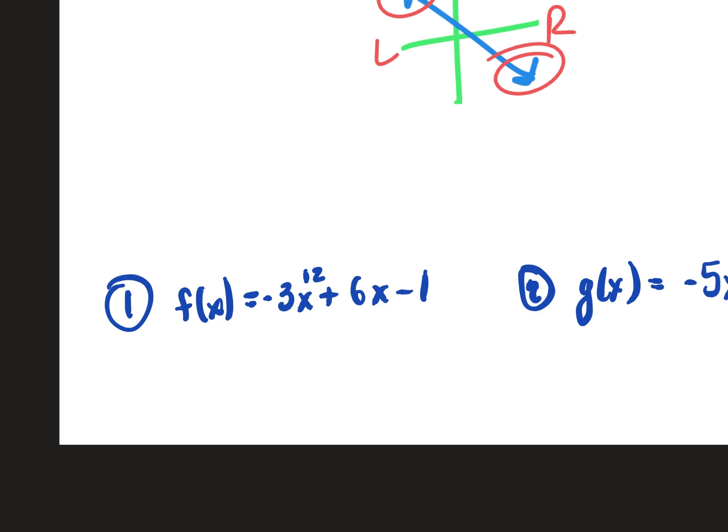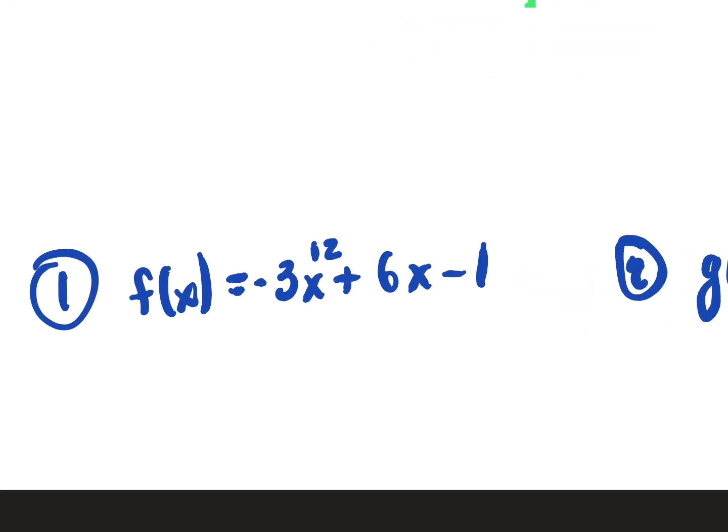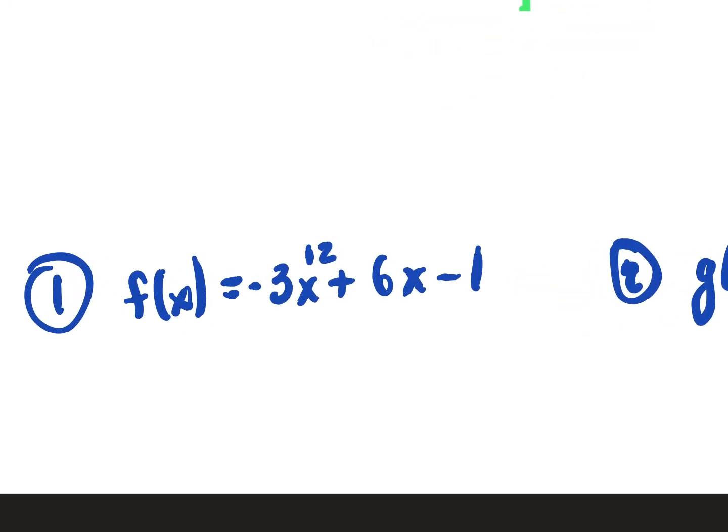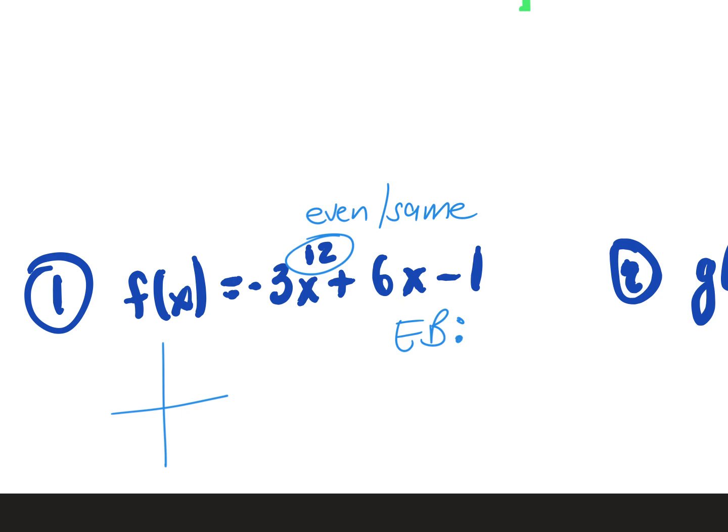Okay, so how do we go about end behaviors? First thing we look at is the highest exponent. The highest exponent is a 12. What kind of number is 12? Okay, so even, I think same. It's definitely easier when it's an even function. Okay, the direction of my arrows is the same. So I'm going to draw a little picture. We're talking about end behaviors. Are both of the arrows going up, or are they both going down? Well, what determines that? The leading coefficient.